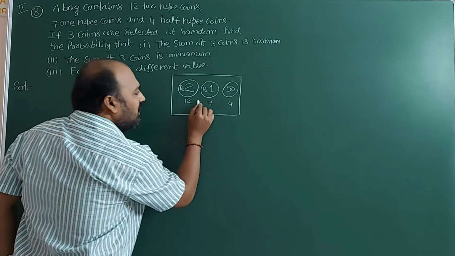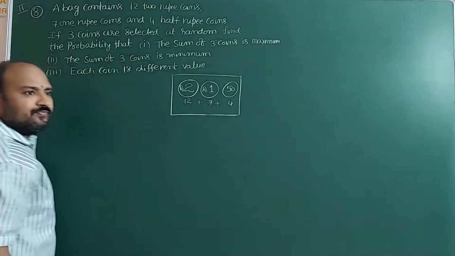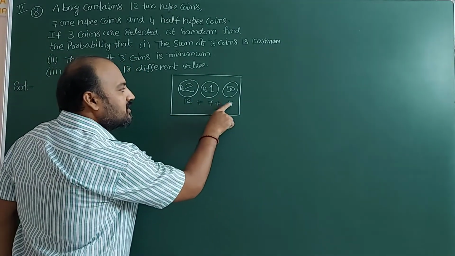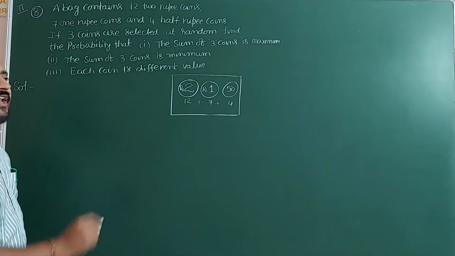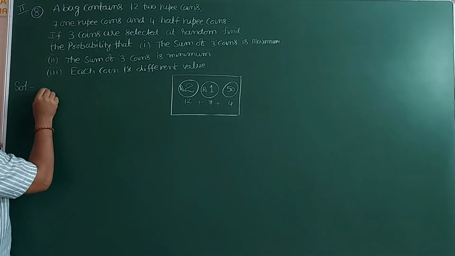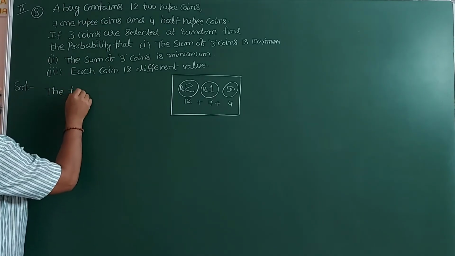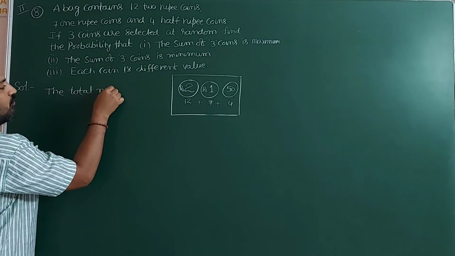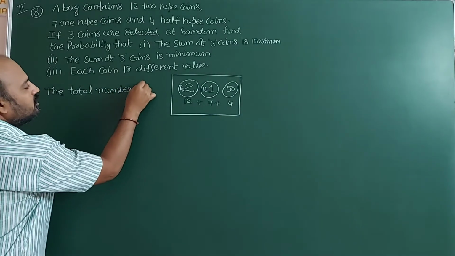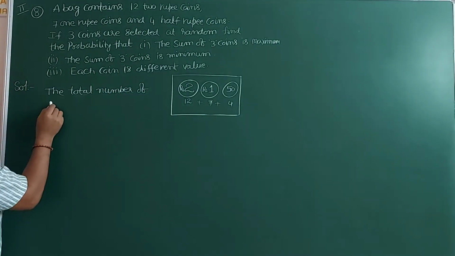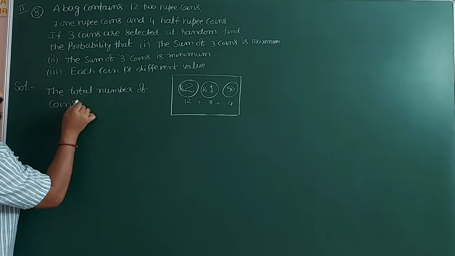So in total, how many coins are there? 12 plus 7 plus 4. So 11 plus 12, 23. The total number of coins in a bag.